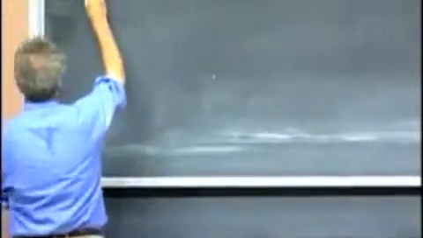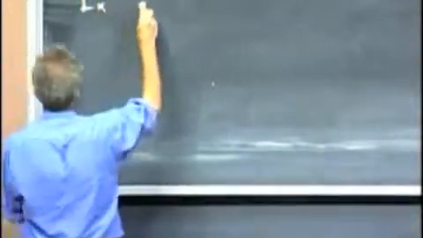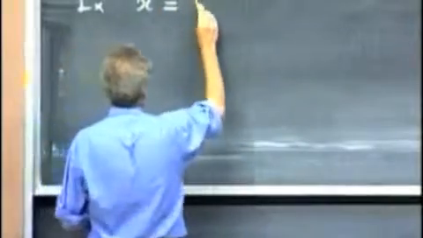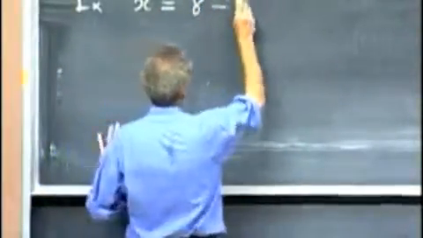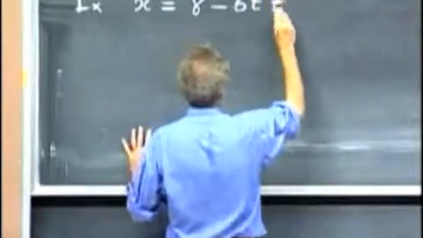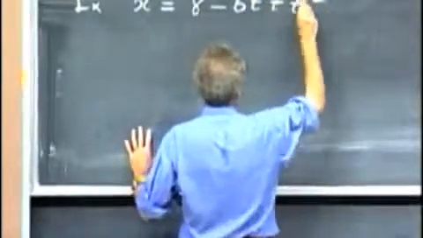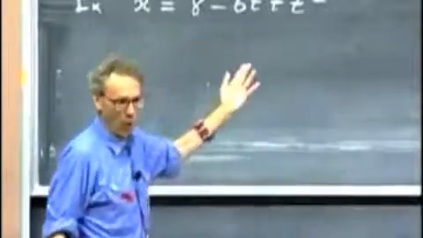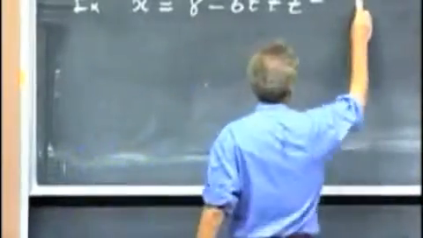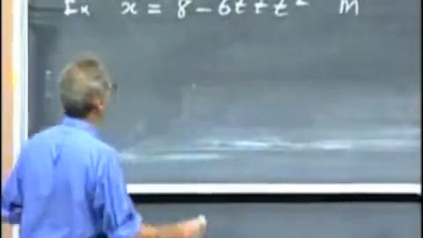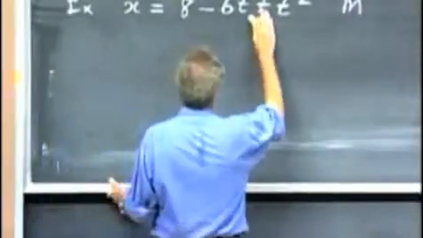So this example is a working example. x equals 8 minus 6t plus t squared. So this tells you where the object is at any moment in time. And let this be in meters. What now is the velocity at any moment in time?